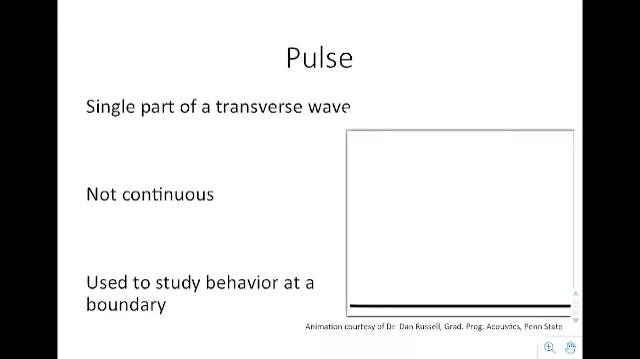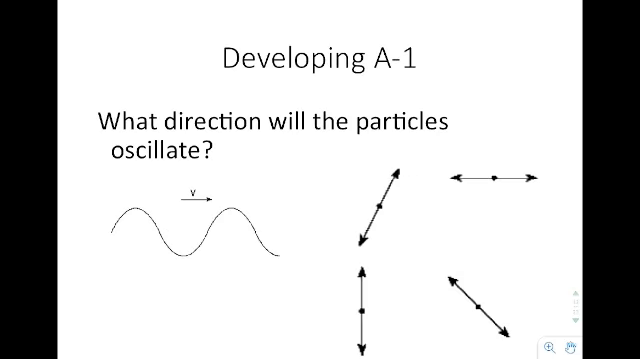Then you have a pulse wave, which is a single part of a transverse wave. This is what you did in the lab. You create a single pulse. In other words, there's a crest, but there's not a trough. It's not a continuous thing. It's a one-time deal, and it's used to study the behavior of waves at a boundary. A boundary is what happens when it hits a surface. You guys did this in the lab. Somebody else was holding the Slinky here. What happened when the wave hit? You saw that it reflected back.